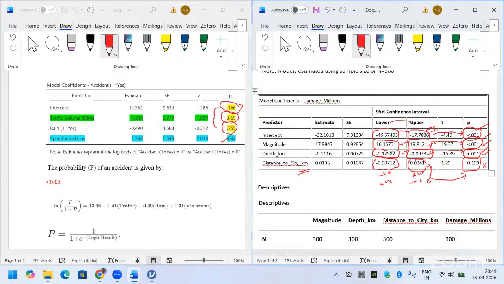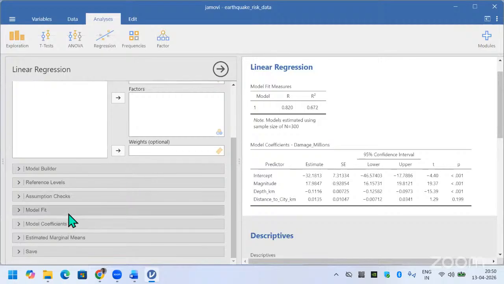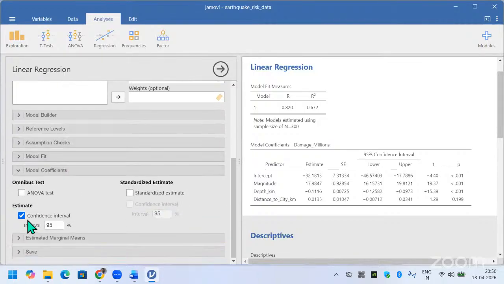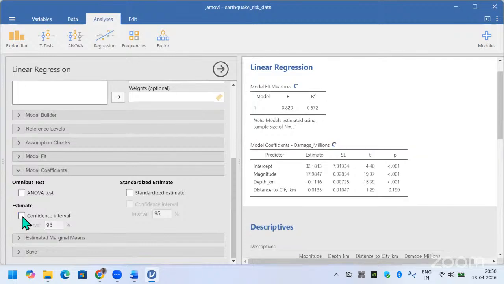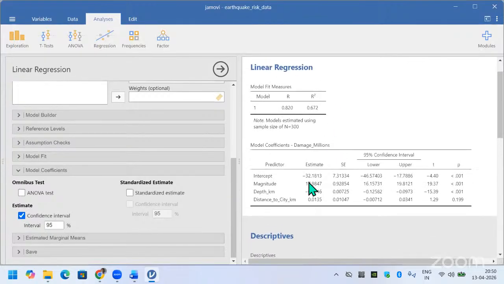Okay. So this is how we'll be able to identify this. So p-value is the one that shows significance. In addition to that, you can see the lower and upper confidence intervals. If you just see your Jamovi output, in model building or model coefficients, there is something called confidence interval. I'm clicking on it, and because of that I'm getting this here. If I click this, I'll be getting lower and upper here.